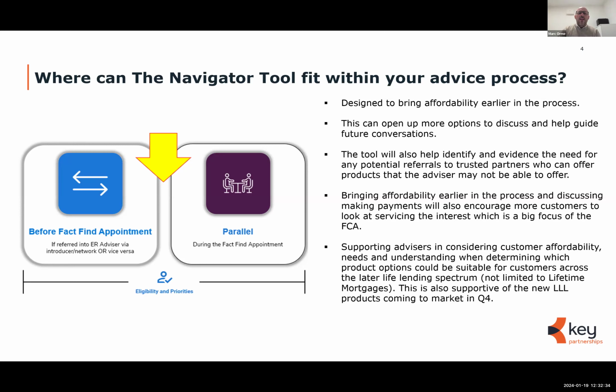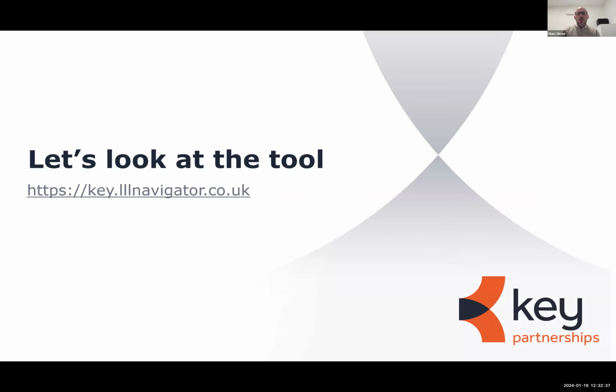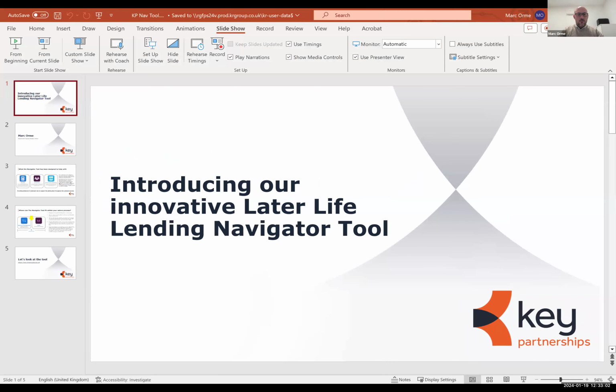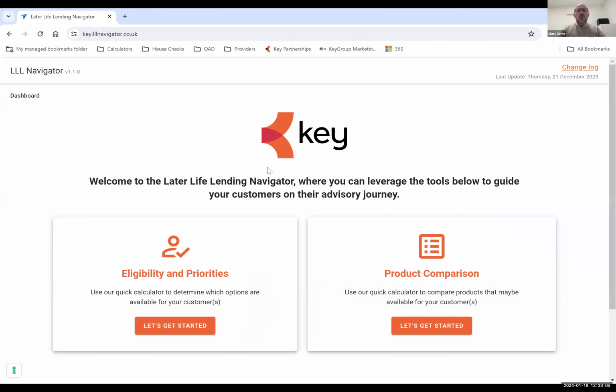What we'll do in the next step is look at the navigation tool. The Navigator tool can be found using the URL here, and I'll take you through this demonstration just to show you how this looks. Okay, so when we come to the website itself, the part we're going to focus on today is the eligibility and priorities.